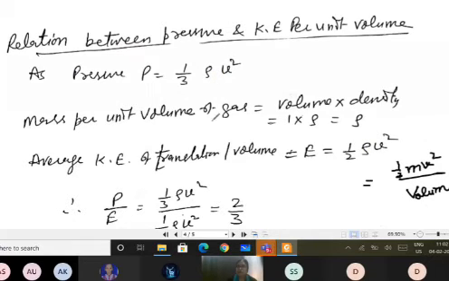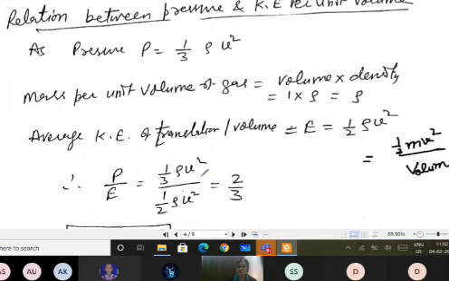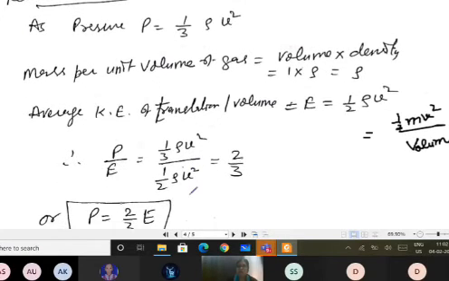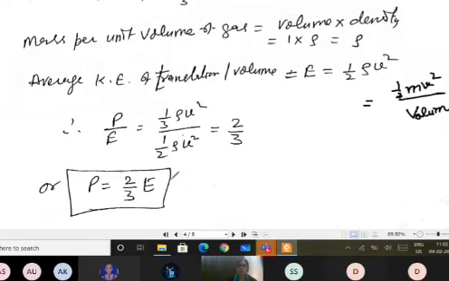And if I divide the pressure by the average kinetic energy, which I am writing as capital E, I am getting 2 by 3. Simple mathematics. So this relation is important: P equals 2 by 3 E. But you should know in the numericals that this E is kinetic energy per unit volume. That is to be noted. It's not half mv square, but half rho v square, because I'm finding per unit volume. So in the question you have to read whether they have given you per unit volume or not. Then only you can use this relation.